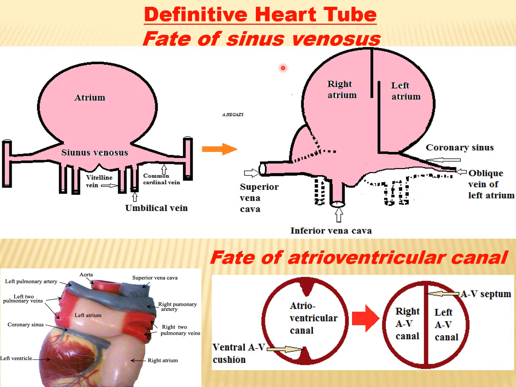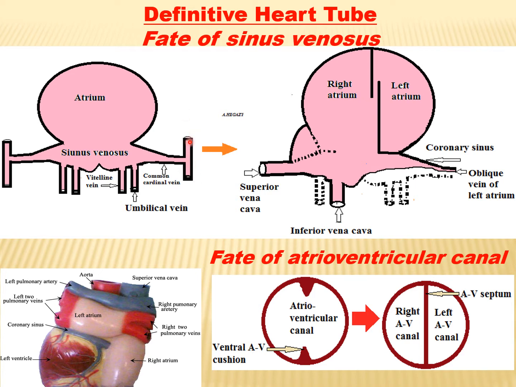The first is the sinus venosus. Fate of sinus venosus. As we see, the sinus venosus is formed of two horns, left horn and right horn. Each horn receives three veins: vitelline vein from the yolk sac, umbilical vein from the placenta, and common cardinal vein receiving the anterior and posterior cardinal veins for receiving the blood from the body wall of the embryo.